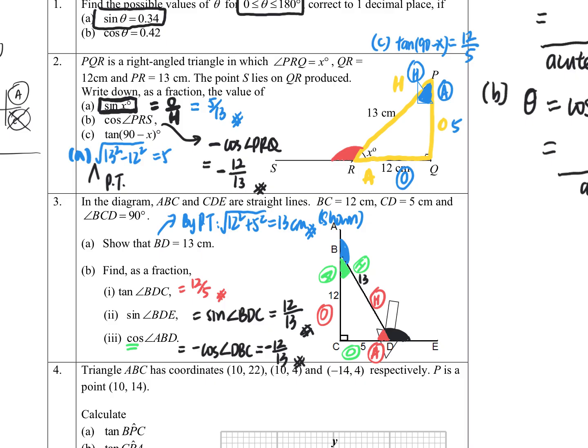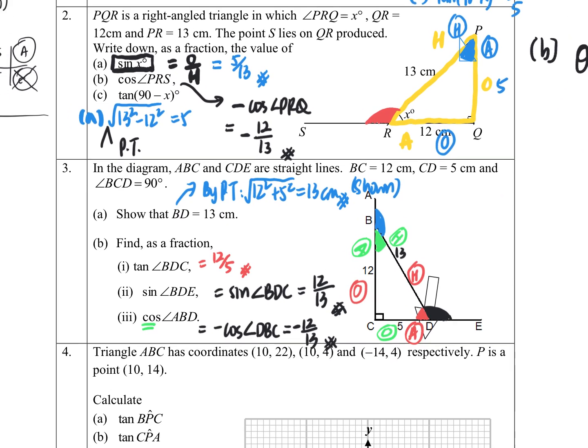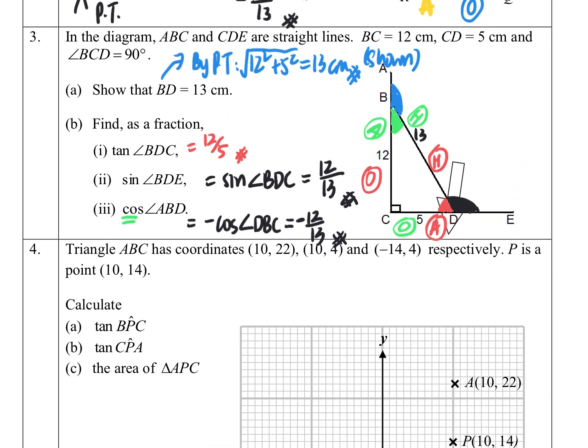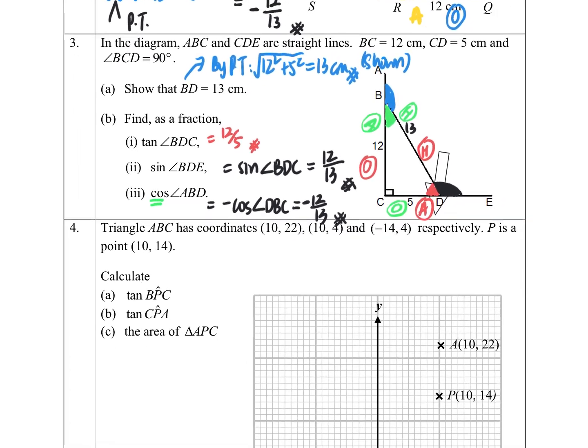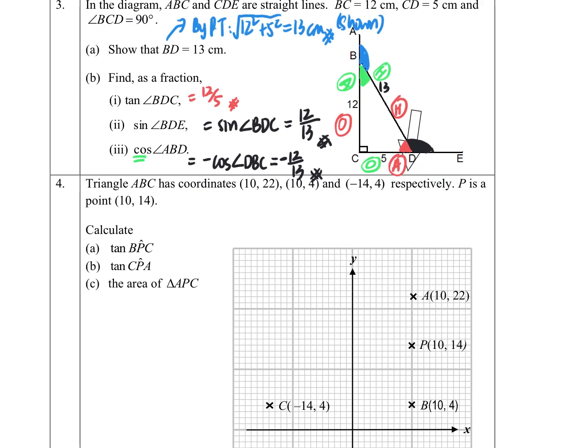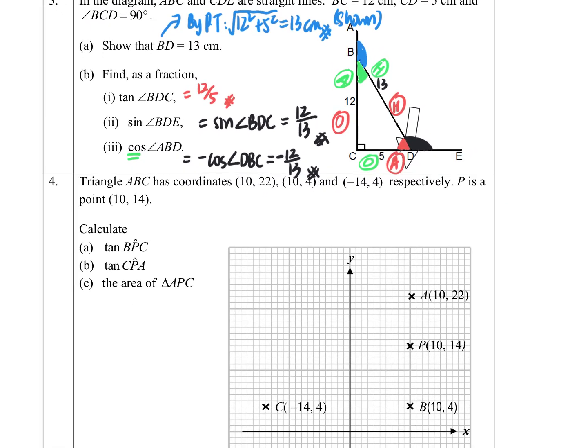Okay, so that's the only difference. When it's sine, it doesn't matter. When it's tangent and cosine, it matters. We just label. Okay, if you don't want to label this, you prefer to write it as 180 minus angle ABD, also can. Okay, if you prefer to write that.